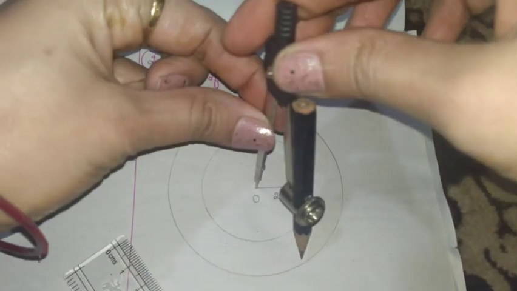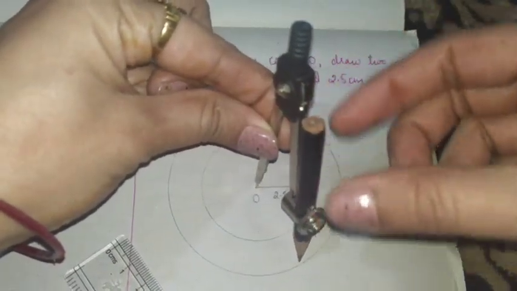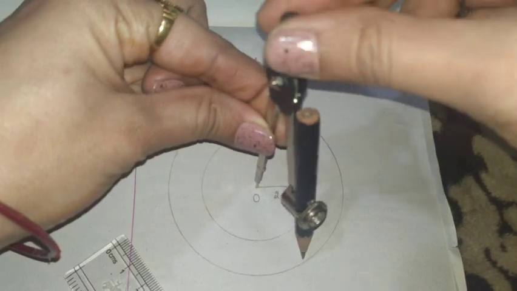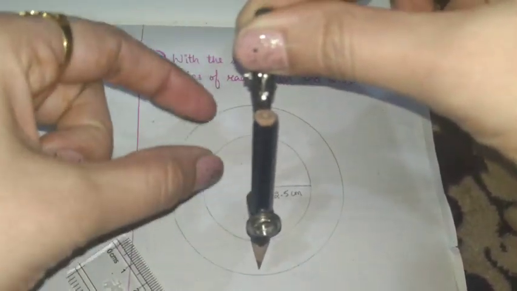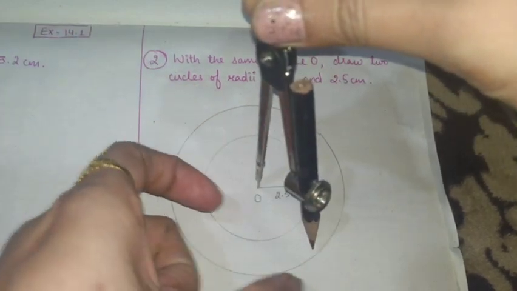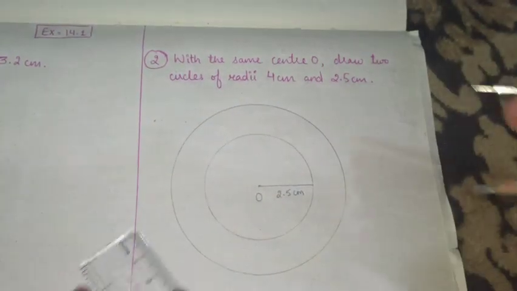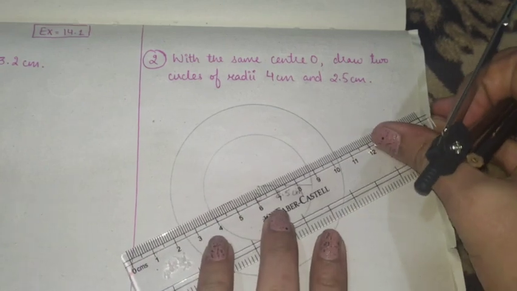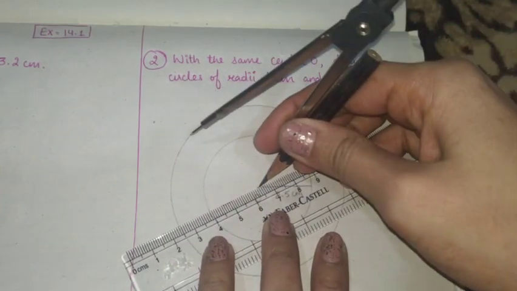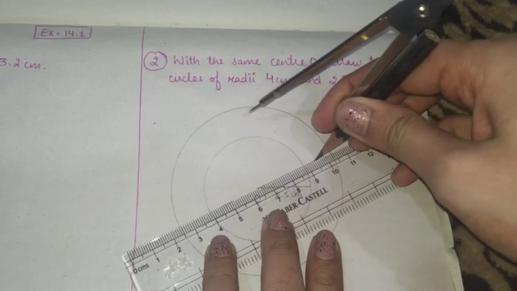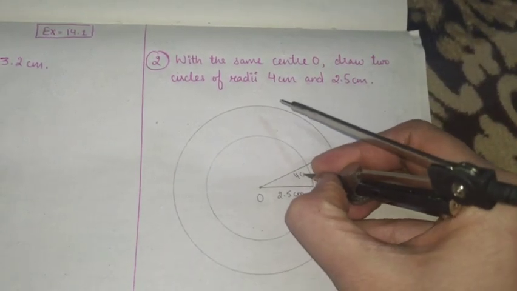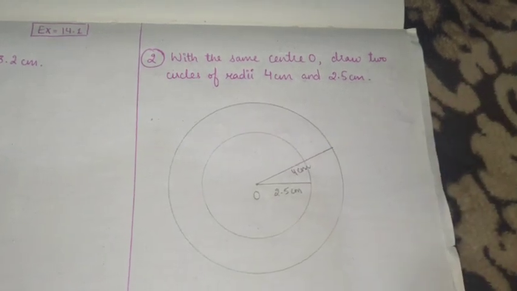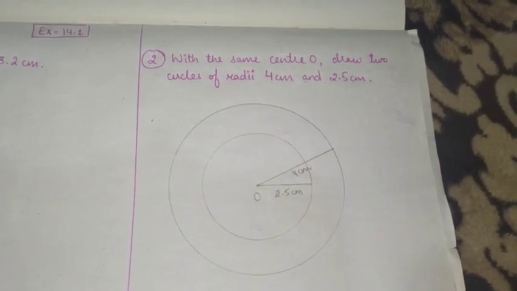Never hold your compass from here. Otherwise, you'll disturb your compass. Always try to hold it from here so that you will not disturb the distance between the pointer and the pencil. So now here, you have drawn a circle of radius 4 centimeter. Just draw a line from the center to the outer circle, and this radius here is 4 centimeter. So that's the way how you'll do question 2.